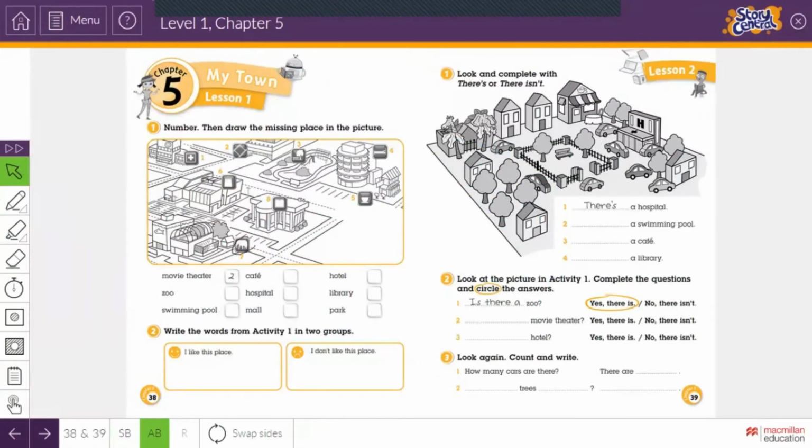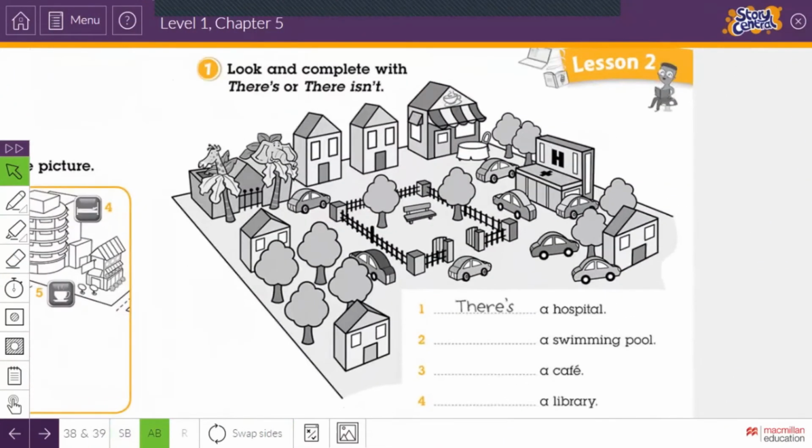Okay, now let's go to activity book. Open your activity book, page 39. Okay, activity 1. Look and complete with there's or there isn't. Okay, there's, kalau misalkan ada, nah kalau tidak ada, you can say there isn't. Okay, based on this picture. Easy? Now, for example, number 1, a hospital. This one is there is. Why there is? Because we see hospital here. Karena ada rumah sakit, so we can say there's.